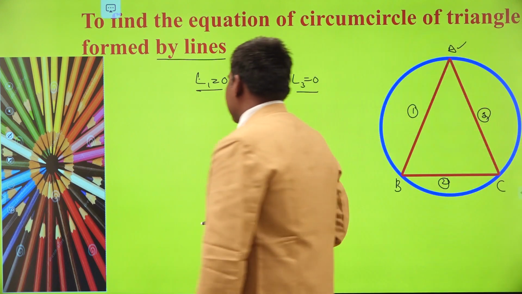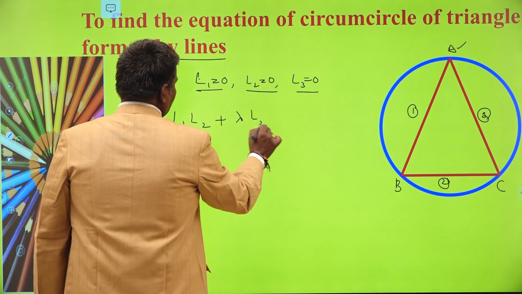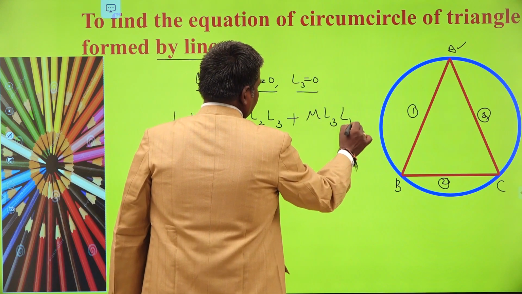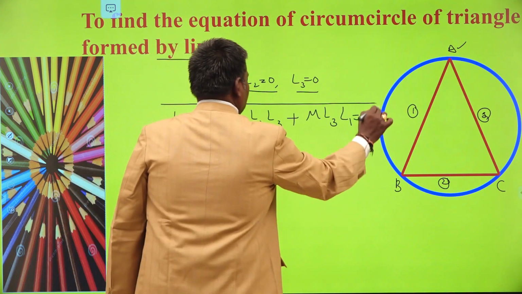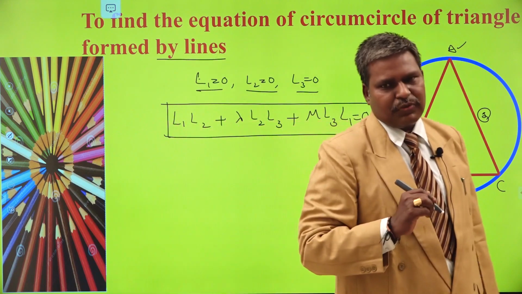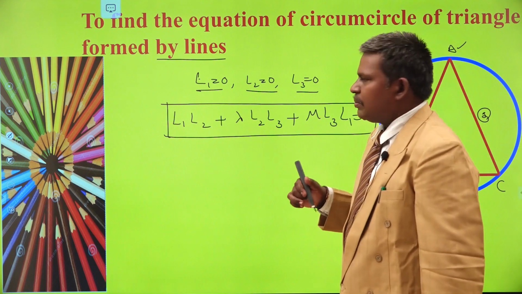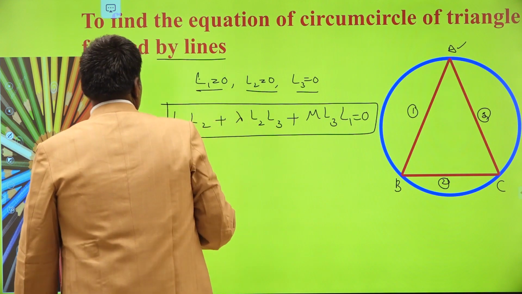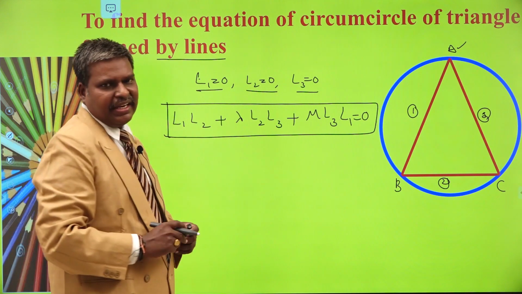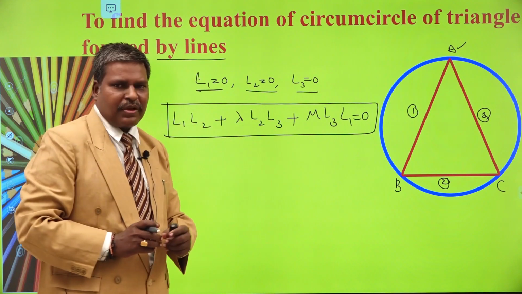Now I am going to write an expression like this: L1 L2 plus lambda into L2 L3 plus mu into L3 L1 is equal to 0. I am constructing this type of equation. Can anybody guess what the degree of this equation is? Yes, the degree is 2, because L1 is first degree and L2 is also first degree. By multiplying these 2 expressions, what do you obtain? A second degree equation. Some general second degree equation is obtained by taking this type of expression.